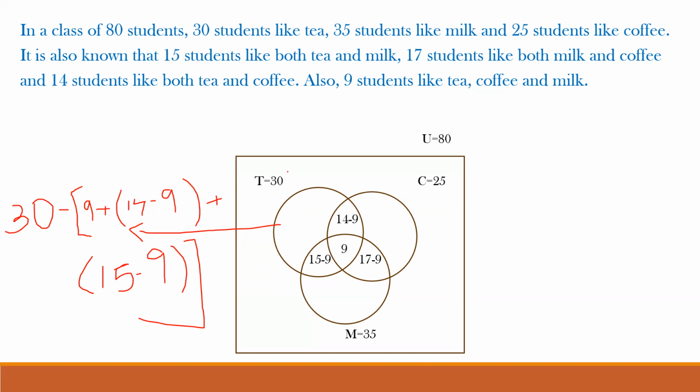Okay, so understood the logic because the given total is 30. This 9 is a part of this 30, and 14 minus 9, this part is also a part of this 30. 15 minus 9 is also a part of the same 30. So what remains will be the difference of 30 minus the sum of these. Hope the calculations are fine with you all.